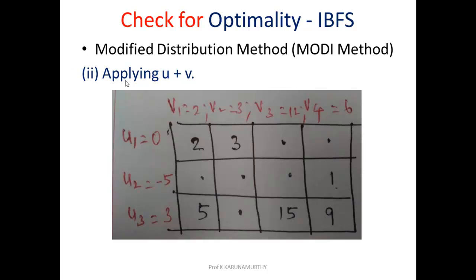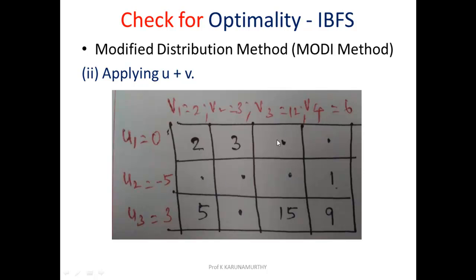After determining the values of all the variables u1, u2, u3, v1, v2, v3 and v4, now we are going to determine the u plus v matrix for unallocated cells. If you see this matrix, these are all allocated cells and this is unallocated. Wherever we have this dot, this refers to unallocated cells. We are going to write the sum of u plus v for these unallocated cells in this matrix.